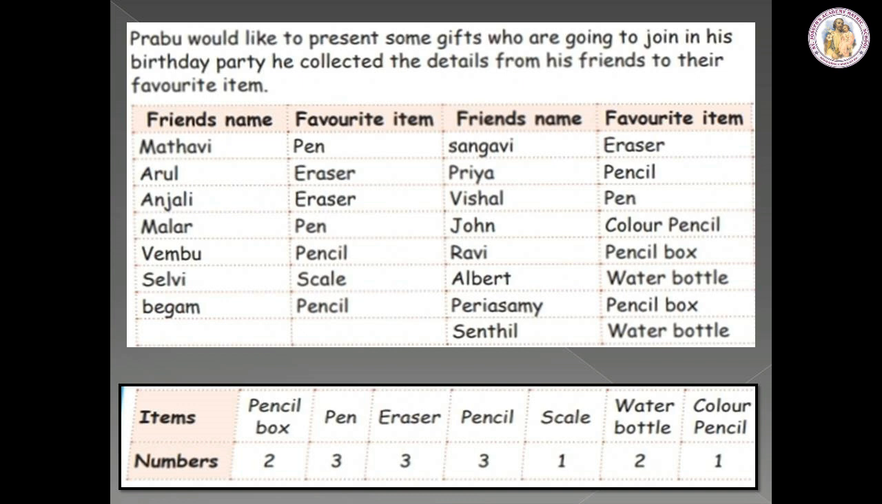Let us see how many things Prabhu got from his friends. How many pencil boxes were there? It was 2. He got 3 pens, 3 erasers and 3 pencils. Only 1 scale. How many water bottles? Is it 2? And totally 1 color pencil he got from a friend.